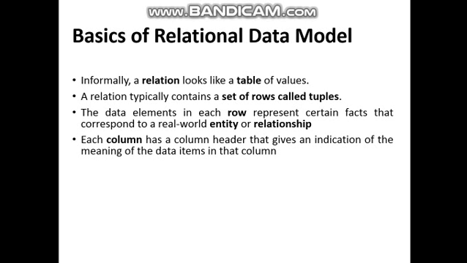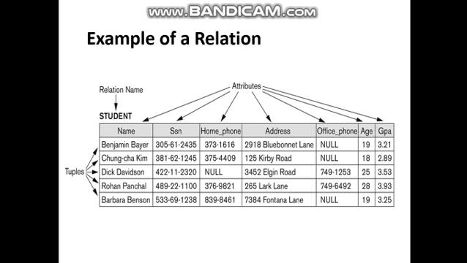Each column has a column header that gives an indication of the meaning of the data item in that column. These columns are known as the domains, which we'll see later. This is an example of a relation. Here you will find various attributes: name is an attribute, SSN is an attribute, likewise up to GPA. These attributes are known as the domains in the relational data model, and these are tuples. These are specific rows which correspond to a relation, for example 305612435. This SSN belongs to Benjamin Bayer. And the relation name is Student.